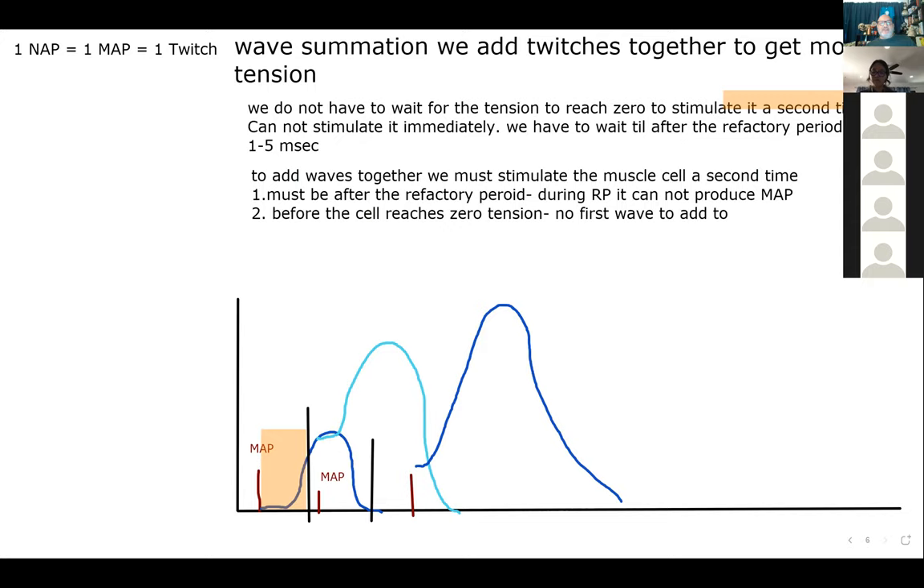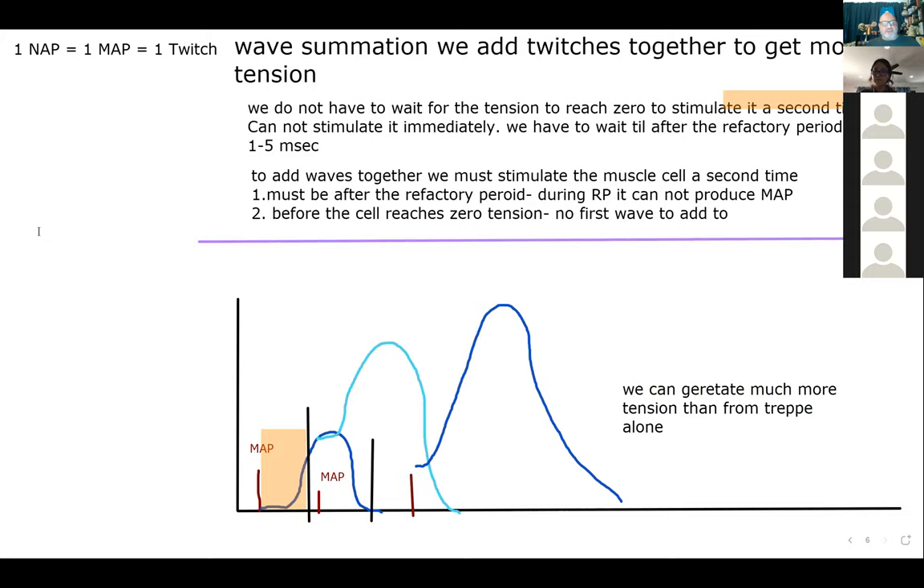With this wave summation, we can generate much more tension than from a twitch alone. We're able to add lots of tension together. Now, is there still going to be some limit? Yes, of course. There is still going to be a maximal tension that can be produced by wave summation, but it's going to be much, much higher than, say, the maximal from a single twitch. The maximal from a single twitch may be way down here.